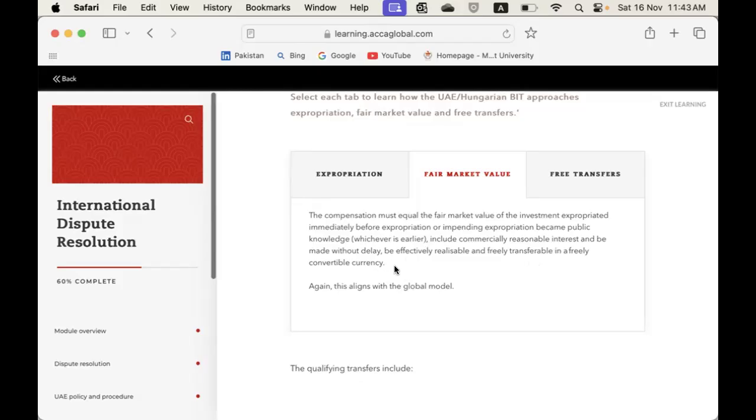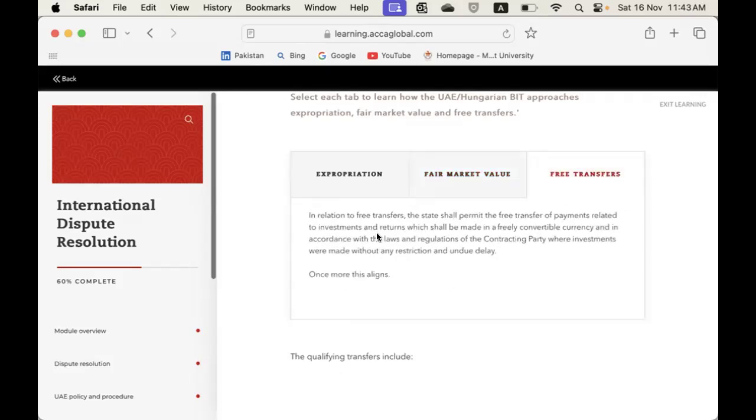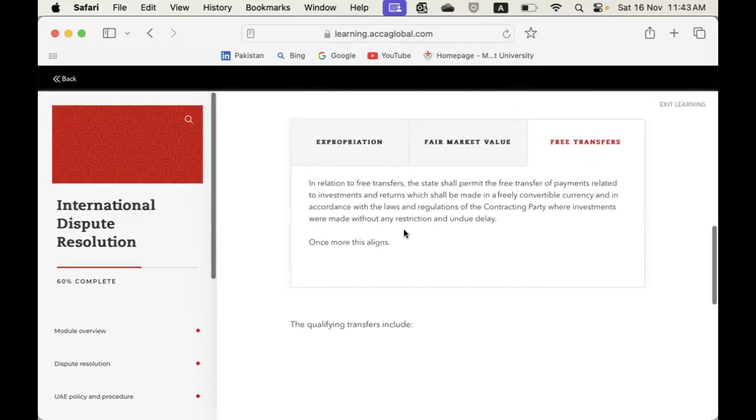So basically no aspect of it should prevent the benefit accruing to the investor if his assets have been expropriated. Free transfer. In relation to free transfers, the state shall permit the free transfer of payments related to investments and returns, which shall be made in freely convertible currency and in accordance with the laws and regulations of the contracting party where investments were made, without any restrictions and undue delay.